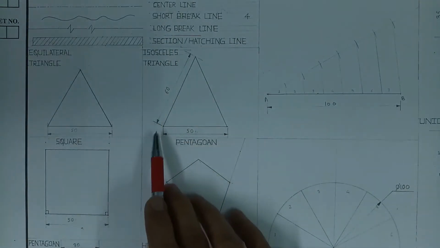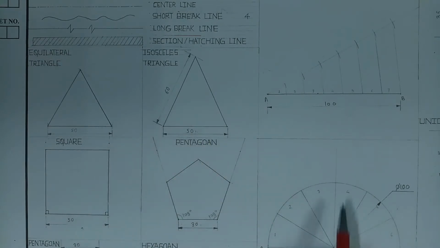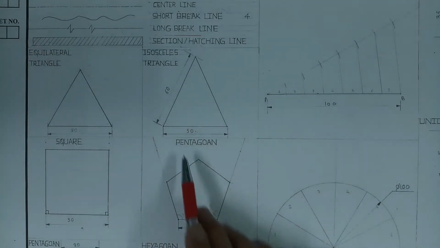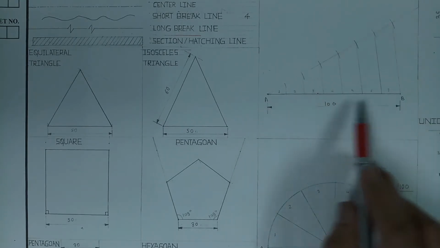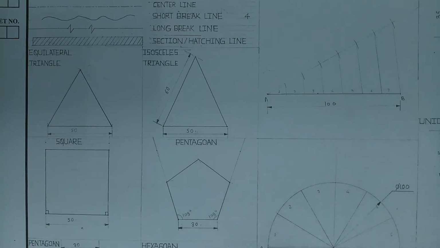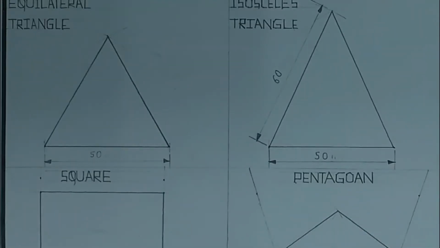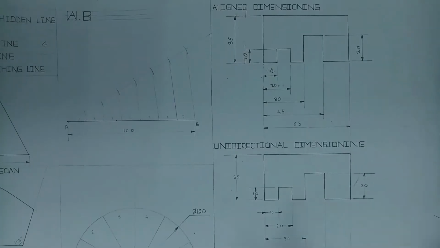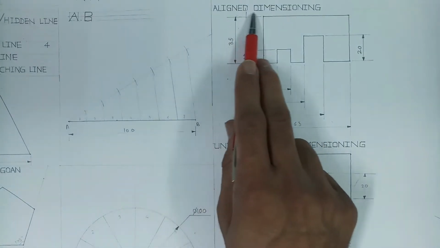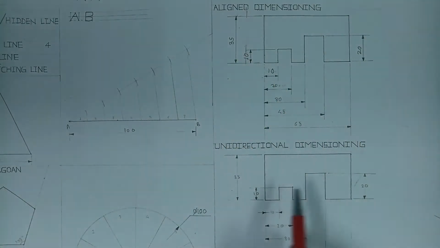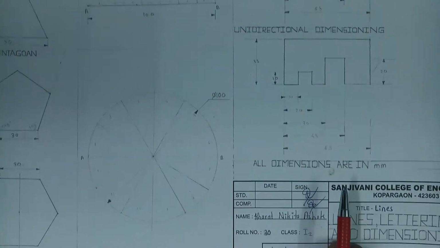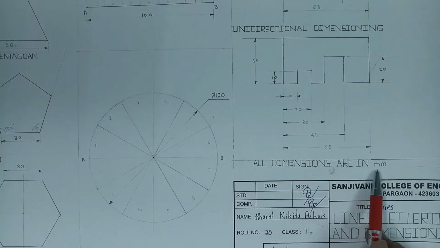As we see here, I have drawn some figures on the drawing sheet. This is a triangle, pentagon, then here we see a circle, then here a line is divided into equal parts, and we have written some information on the drawing. Pentagon is written, square is written, and here this is aligned dimensioning. This is the way we have to do aligned dimensioning. Then this is the way we have to do unidirectional dimensioning. Here we write that all dimensions are in mm.